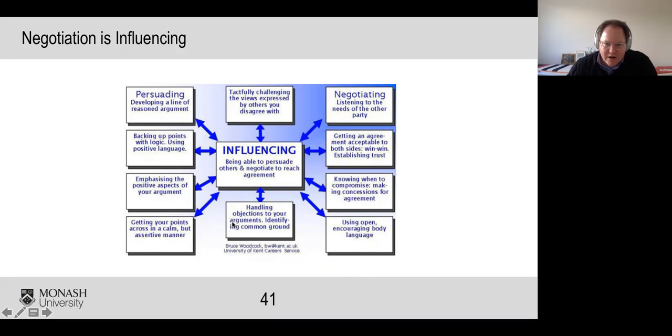Handling objections to your arguments, identifying common ground. So this is a rationalized approach, right? Getting your points across in a calm but assertive manner, and emphasizing the positive aspects of your argument, backing up points with logic, using positive language, and persuading. So developing a line of reasoned argument and tactfully challenging the view expressed by others with which you disagree.